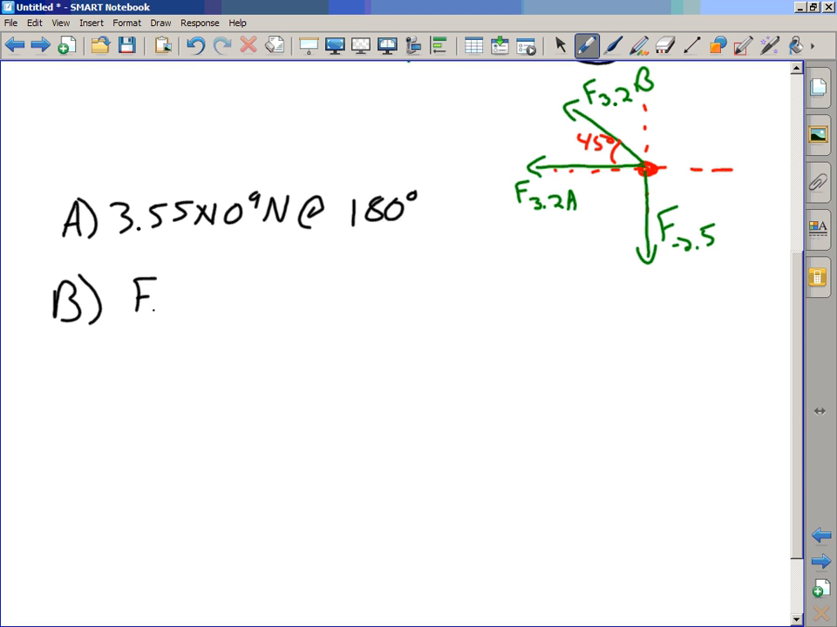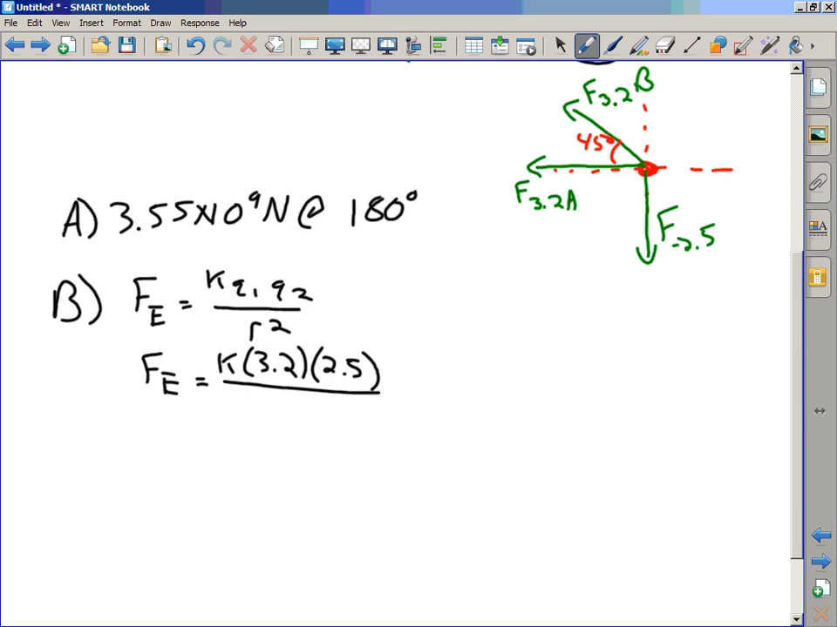Force electric, K Q1 Q2 over R squared. That's going to be K times 3.2 times 2.5, right? Those two charges. Bear with me. Once again, I am dropping the negative, so I don't overcorrect what I'm already going to do with the angle. Divided by the distance between them. How do you find the distance between them? I did square root of 2 times 4.5. That should be fine, right?